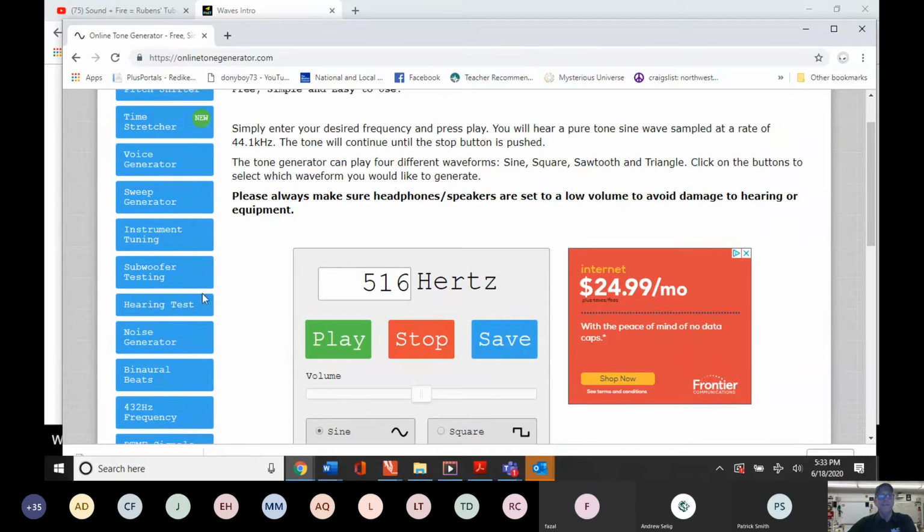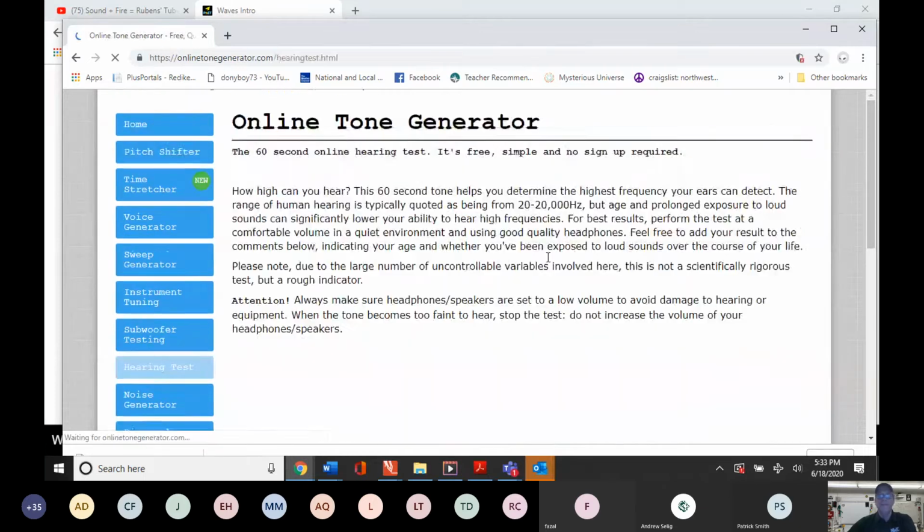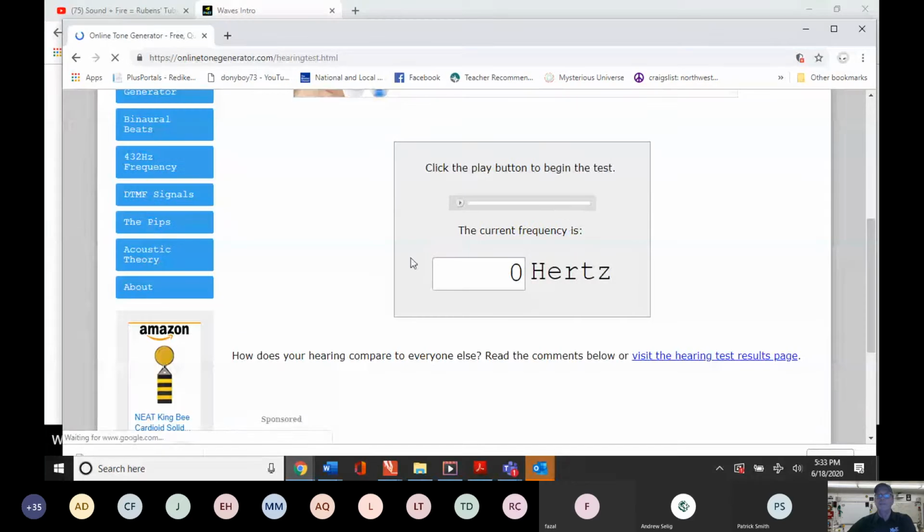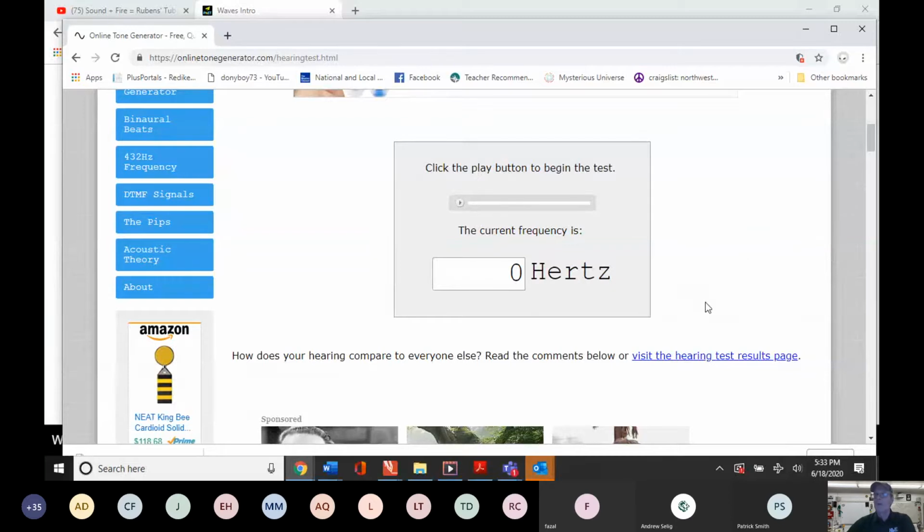Now, there's hearing tests we can do too, and hearing tests allow you to start from very, very low to very high. So I want you to help me out here, all you people. And Andrew, you can help me out. I want them to raise their hand when they can no longer hear this. It's going to start at 0, very low frequencies. And when you cannot hear the sound, then I want you to put your hand up.